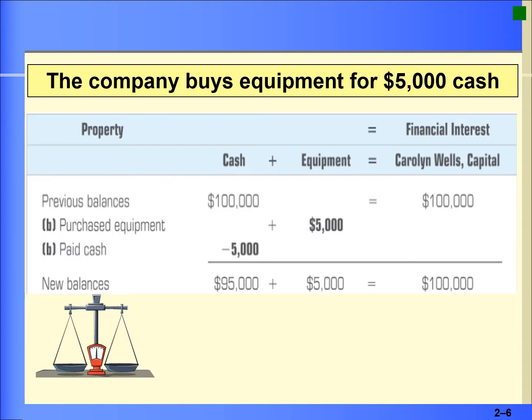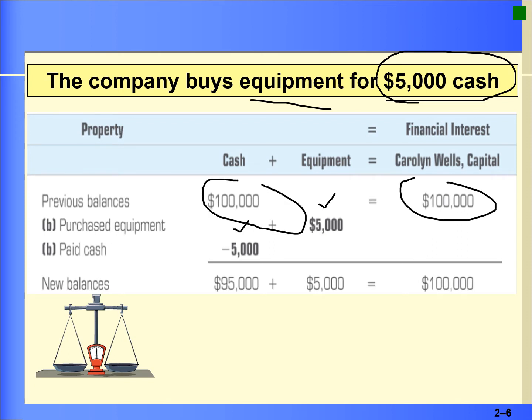Okay, another transaction. The company buys equipment for $5,000 cash. So as you can see in terms of the analysis, they're using cash to buy some equipment. And notice on the asset side of the equation, you're simply going to reduce cash by $5,000 and increase equipment by $5,000. And notice you still have that $100,000 balance that we had at the beginning. We simply took some of our cash and converted it into equipment, and you have to show that by showing a decrease to cash and an increase to equipment.